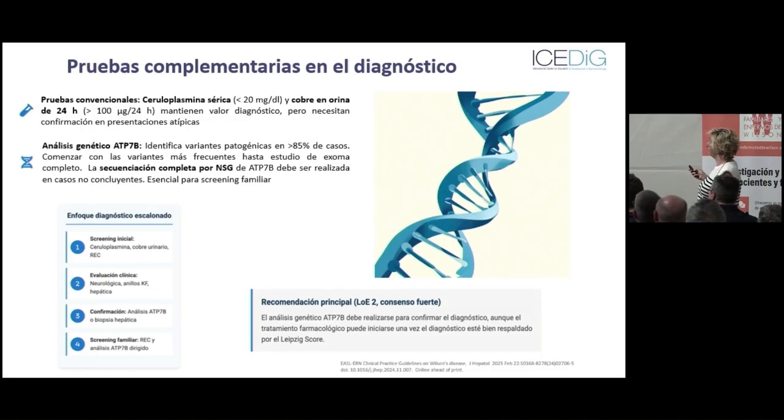And this is the ceruloplasmin, serum ceruloplasmin, and copper in urine. 24 hours are important, but additional diagnostic tools are necessary. In terms of genetic analysis, this must be done across the board for confirmation purposes, and will help with our screening, not with the most frequent variants here, but we need to use the complete gene sequencing.